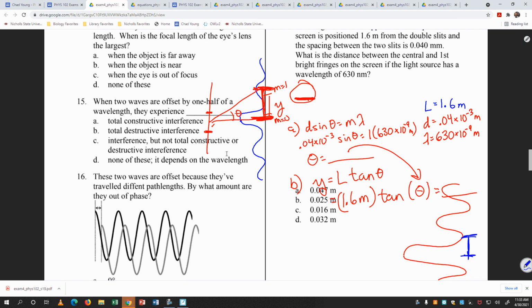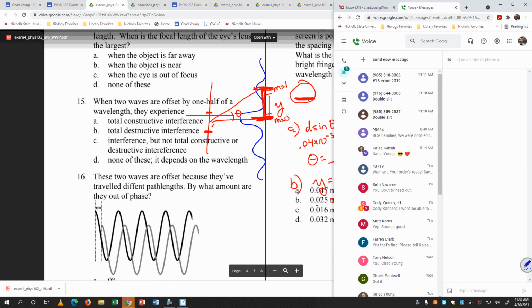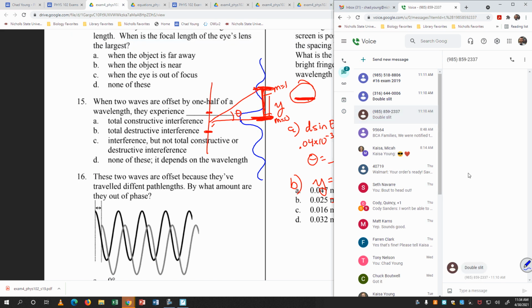Okay? Other questions? You can raise your hand or you can text me. I feel very sad that y'all texted me, but nobody's texting me. Oh wait, oh look at that. Okay, double slit. Double slit.